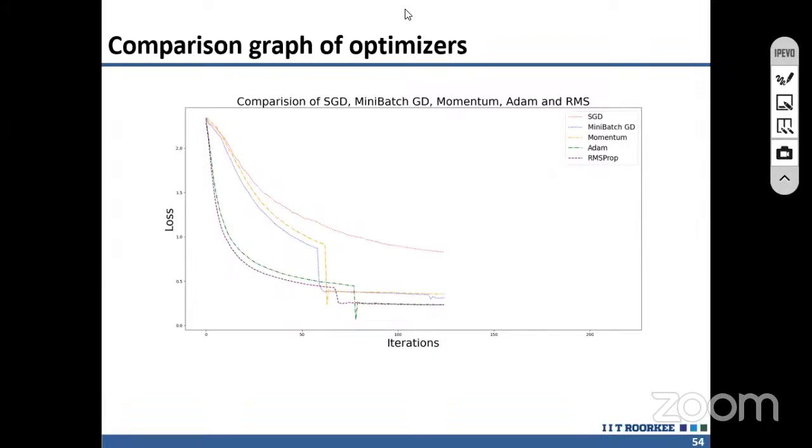So usually people use Adam. Adam and RMS prop, these techniques are better now. Adam and RMS prop you can consider.